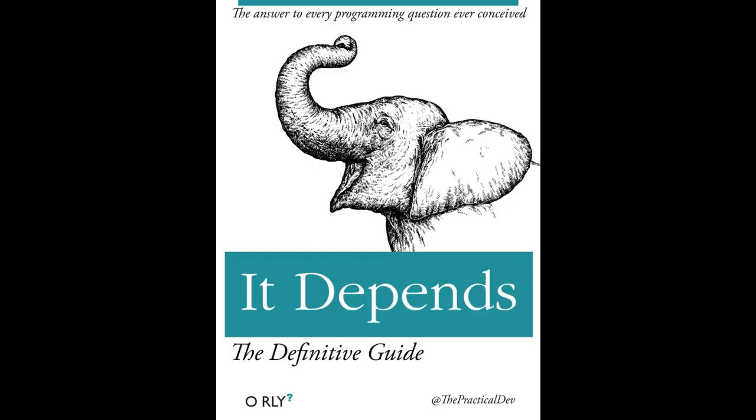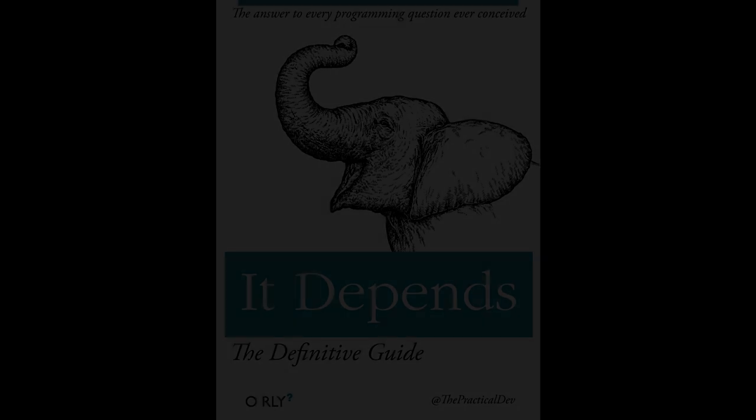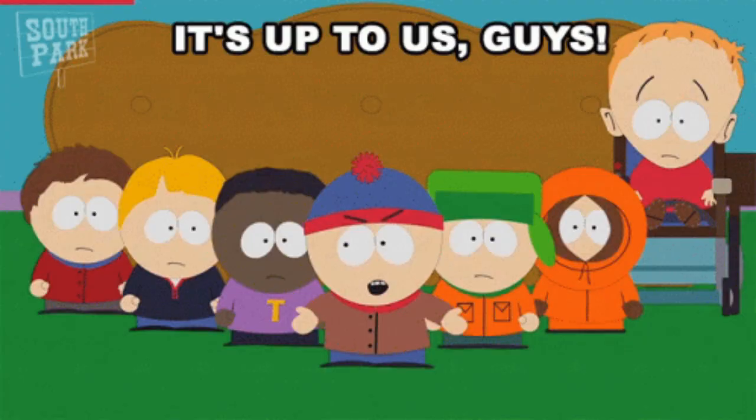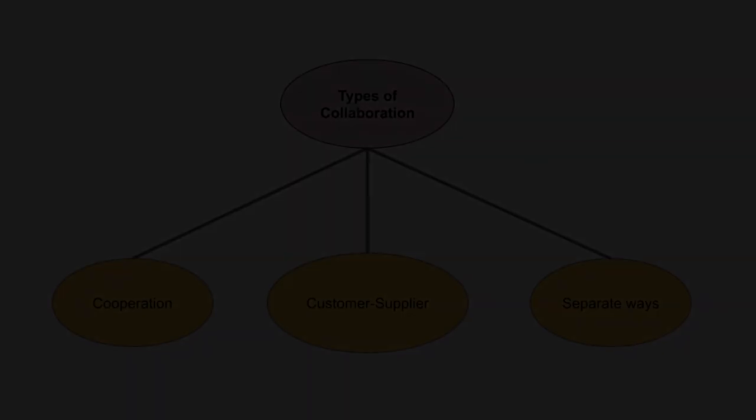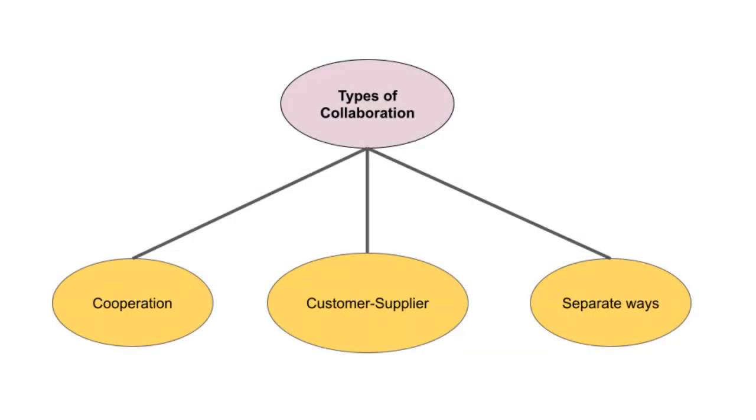It depends on what? Domain-driven design says it depends on the nature of the collaboration between the teams making the integration. It depends on the people making it. With this in mind, DDD classifies 3 different types of collaboration. 1. Cooperation, 2. Customer-supplier, and finally 3. Separate ways.